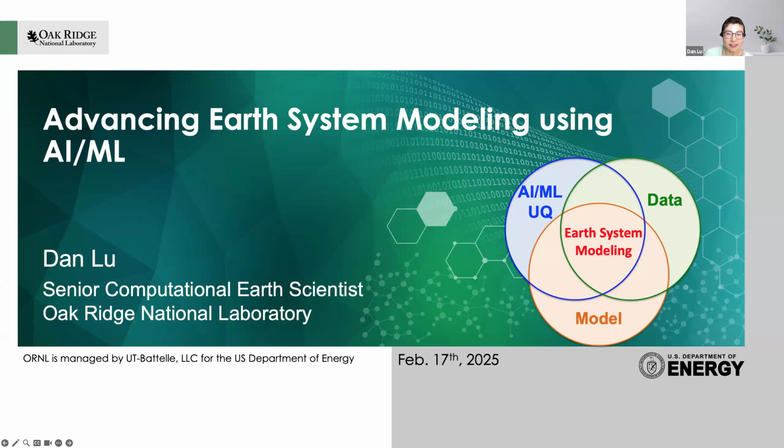Okay, let's get started. So thank you for joining today's webinar. I'm Dan Liu, a senior computational earth scientist at Oak Ridge National Laboratory. My research focuses on advancing earth system modeling through data model integration, AI machine learning, and uncertainty quantification, as shown in this figure. So the intersection of AI and earth system modeling is one of the most exciting and rapidly evolving frontiers in the geoscience.